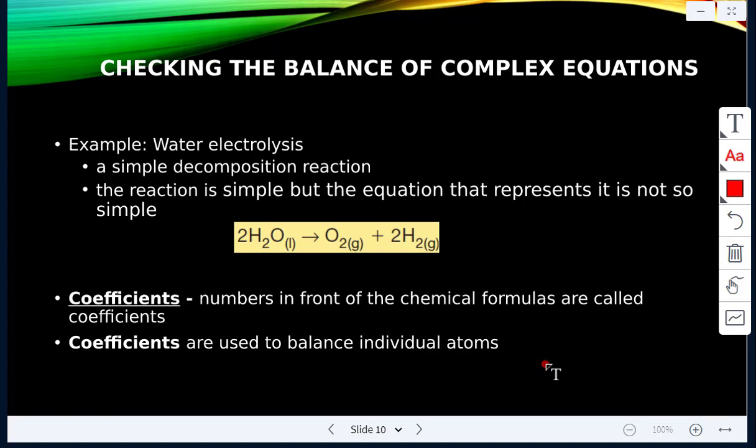So if we look at this example of water electrolysis, it's a decomposition reaction, we're taking water and it's a decomposition reaction, so the products are oxygen and hydrogen. All right, so that's a simple decomposition reaction, but the equation would not be balanced if not for these coefficients that were placed in front here of the water and in front of the hydrogen. So those are called coefficients.